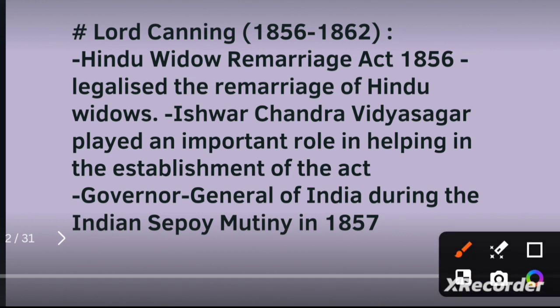Viceroy of India. Lord Canning, 1856 to 1862. Hindu Widow Remarriage Act, 1856, legalized the remarriage of Hindu widows. Ishwar Chandra Vidyasagar played an important role in helping in the establishment of the Act. Governor General of India during the Indian Great Mutiny in 1857.